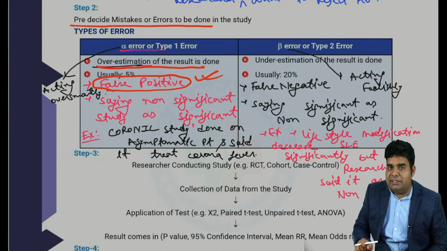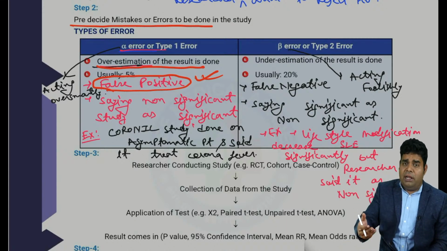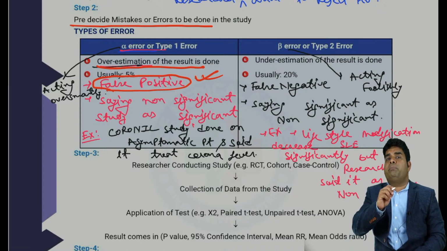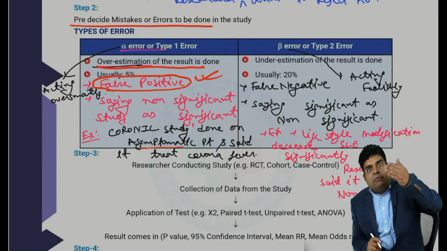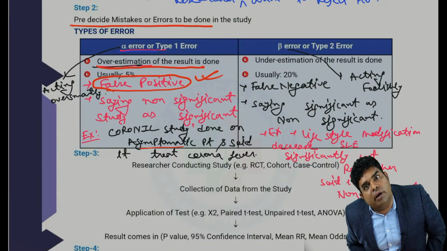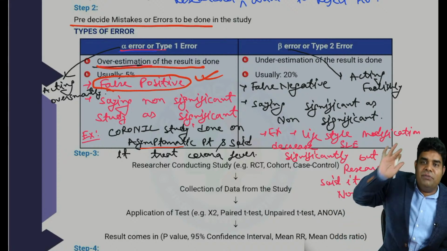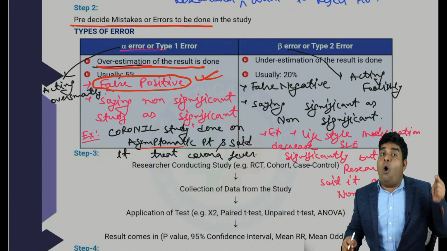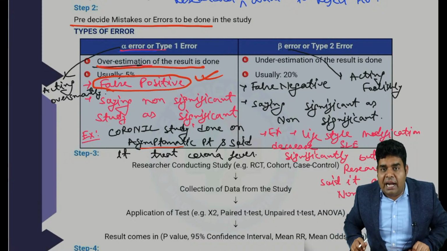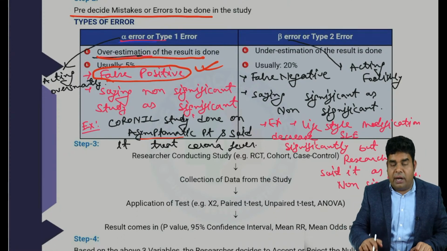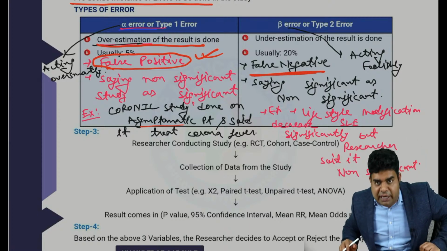And a very good example of this is the Coronil drug trial done by researchers of Baba Ramdev. When he did the research on Coronil, the researcher wrote in the report that all the participants were asymptomatic. Asymptomatic means they had no fever. And then at the end of the research, the researcher said Coronil can treat corona fever. How, man? If all patients were without fever, then how can you say that it can treat fever? It means they were giving a false positive report for the Coronil drug. They were calling a non-significant Coronil drug significant. That is alpha error, type 1 error. And beta error or type 2 error is acting foolishly, false negative. It's calling significant as non-significant.